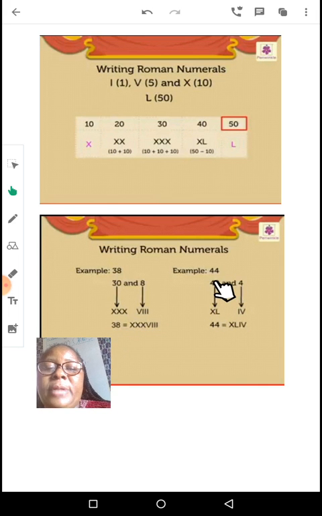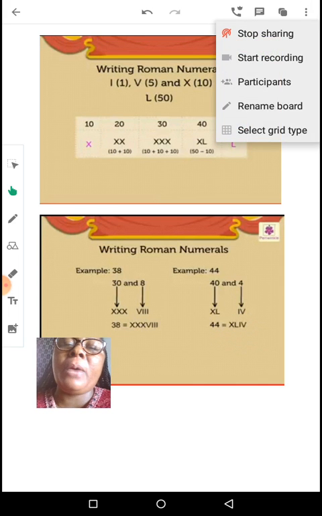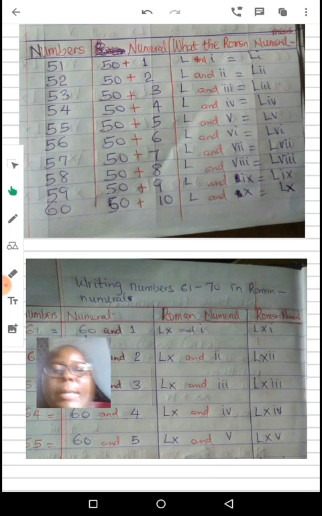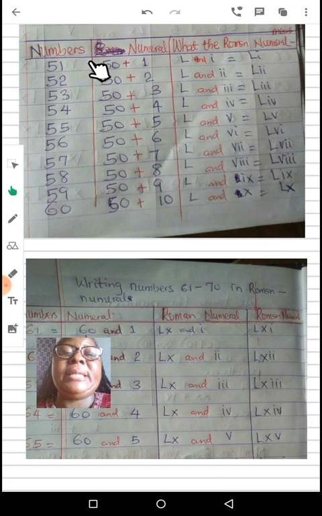So let's go to this one. For example, we have 44, 40 and 4. 40 is XL. Anywhere you see 40, say XL. Then 4 is IV. To have 44 should be XLIV. Now let's look at other ways of writing numbers. Let's look at this one now, and we'll see what we did there.